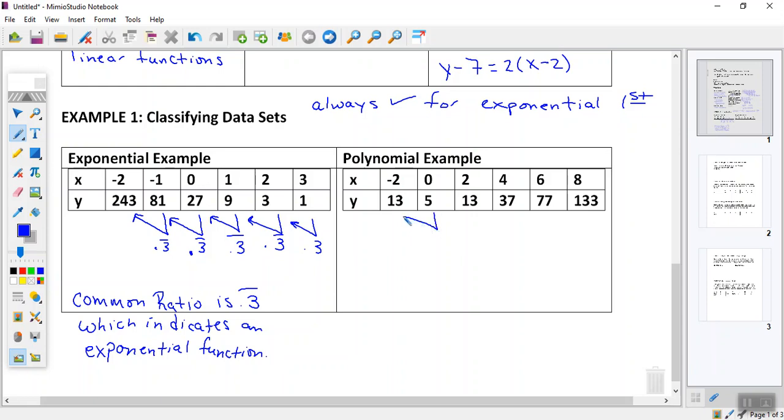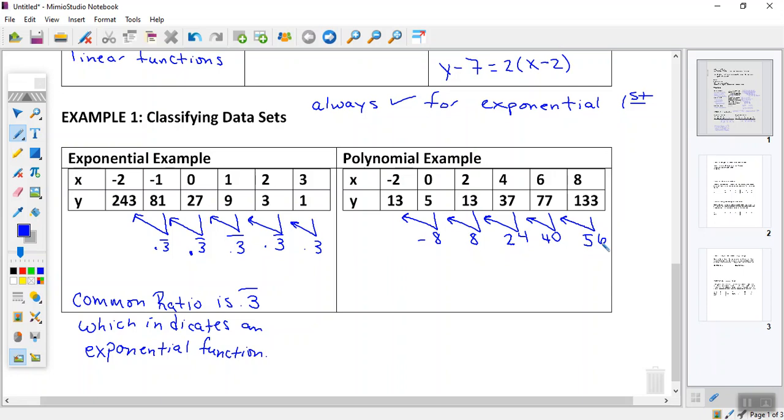Kids, what's 5 minus 13? Negative 8, right? Then 13 minus 5? 37 minus 13 is 24. 77 minus 37, that's an easy one. 133 minus 77, I think, is 56. Is that a linear function? Why not? Is the row 1 difference the same or different? Different. Okay, let's check the next one.